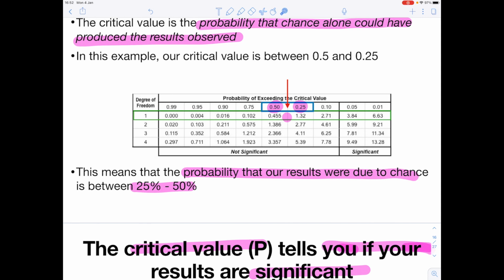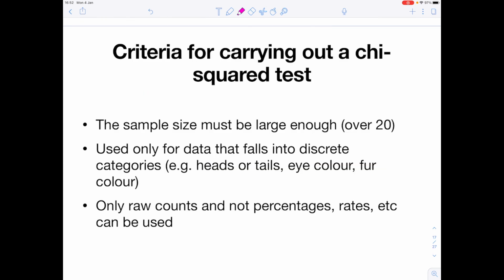If we'd had more categories, then obviously we'd be looking at a different row because we'd have a differing degree of freedom. So our criteria for carrying out a chi-squared test: firstly, the sample size must be large, so it must be over 20. It must be used for data that falls into discrete categories, so discontinuous data such as heads or tails, eye colour, fur colour, and only raw counts must be used, not percentages or rates.